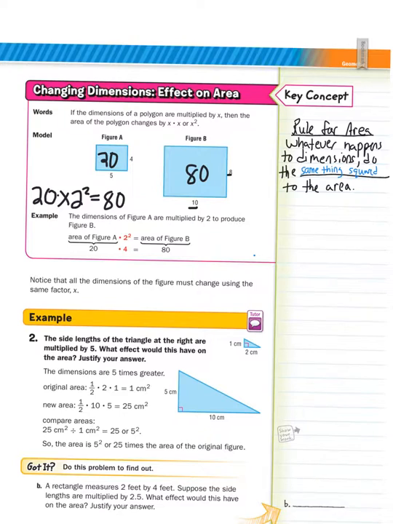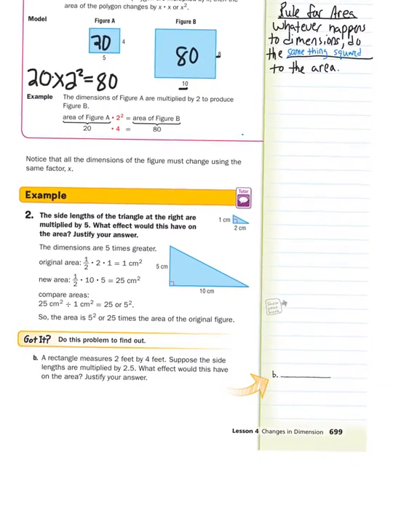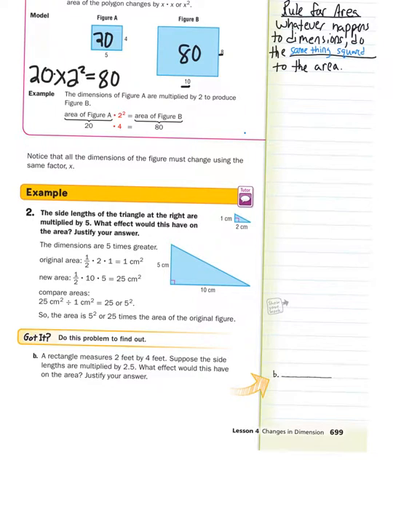Now, I'm going to show you example 2, and then we'll do part B together a little bit. So stick with me. If you're a little bit confused, don't stress out. Example 2 says, the side lengths of the triangle at the right are multiplied by 5. What effect would this have on the area? Justify your answer. Remember the rule: whatever you do to the dimensions, you do the same thing squared to the area.